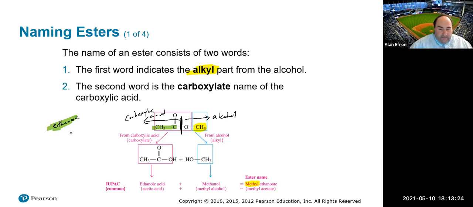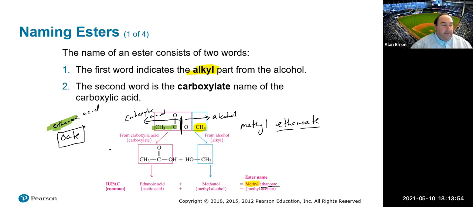And basically we drop the, however you want to think about this one, you could drop the OIC acid, if you will, and put OATE at the end of it, or you could drop the IC and put ATE at the end of it. But basically it ends in OATE like that. So this becomes ethanoic. So this is methyl for the alcohol part, ethanoate. Basically two carbons on the carboxylic acid part. So really important with esters, again, to be able to identify which group it's coming from.